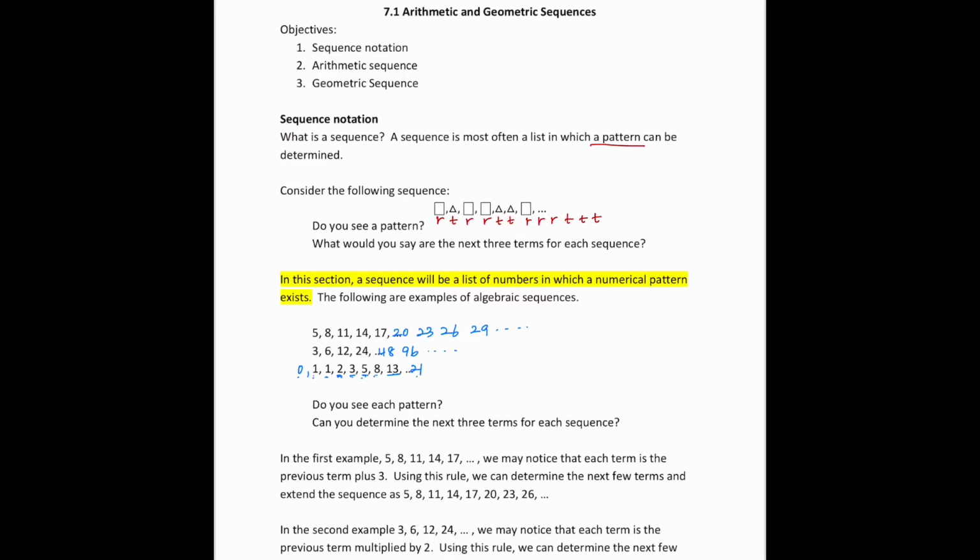And 21 plus 13 is 34, 34 plus 21 is 55, you know. Yeah, see that? We call this kind of pattern too. So do you see each pattern? Can you determine the next 3 terms of each sequence?